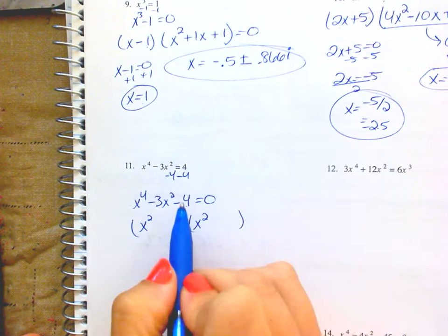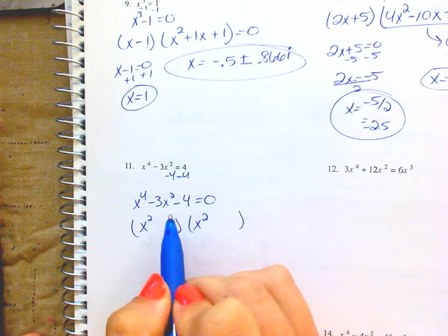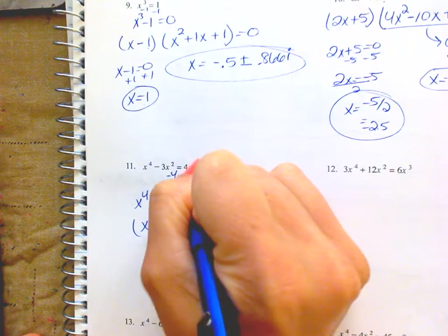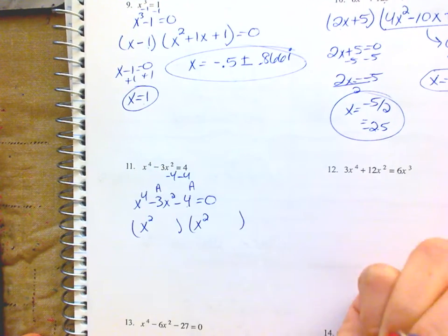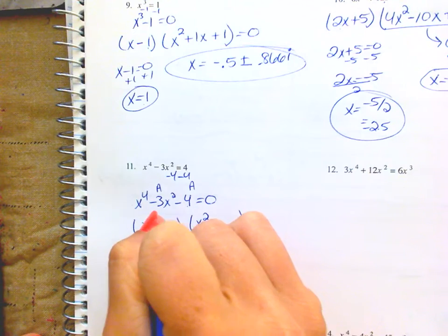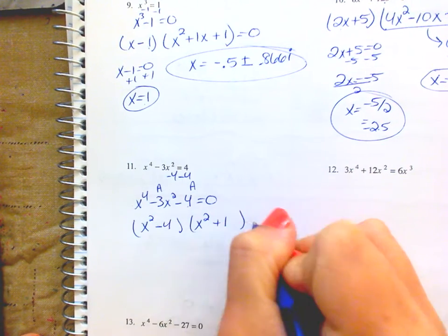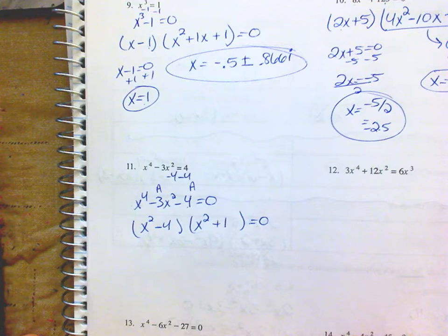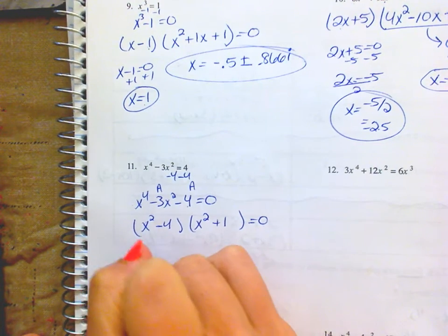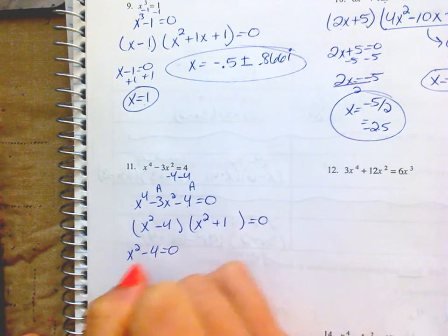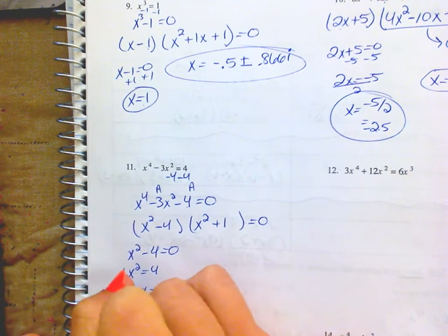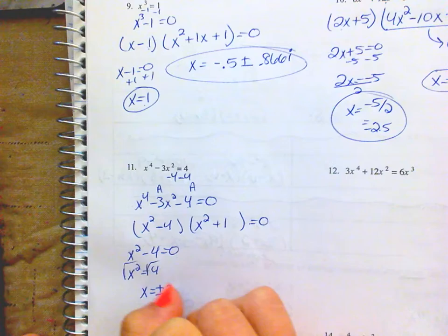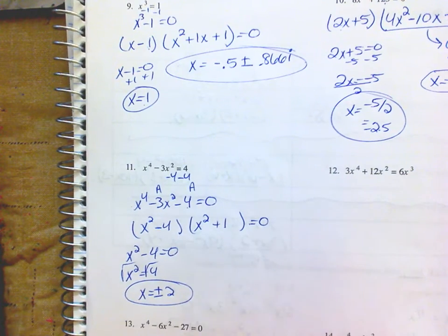Or you could do the add and multiply. So you want to come up with two numbers that multiply to give you negative 4 and add to give you negative 3. So negative 4, positive 1, set those equal to 0. And then you're getting x squared minus 4 is 0, x squared is 4. So x, if you square root, you get positive and negative 2. So that's 2 answers in one.